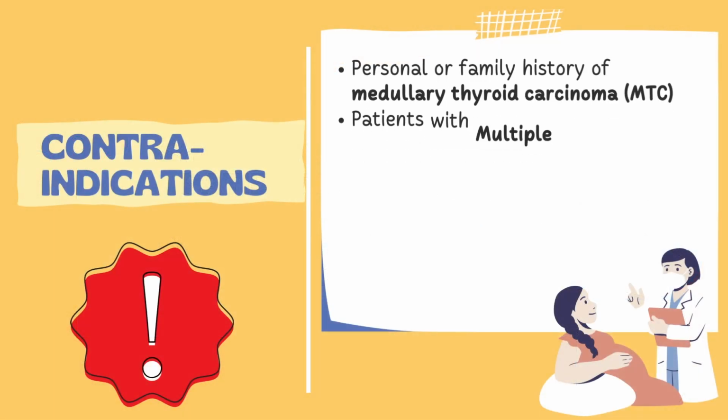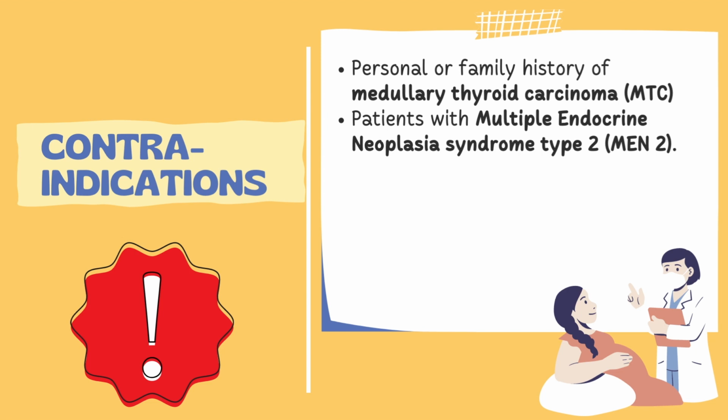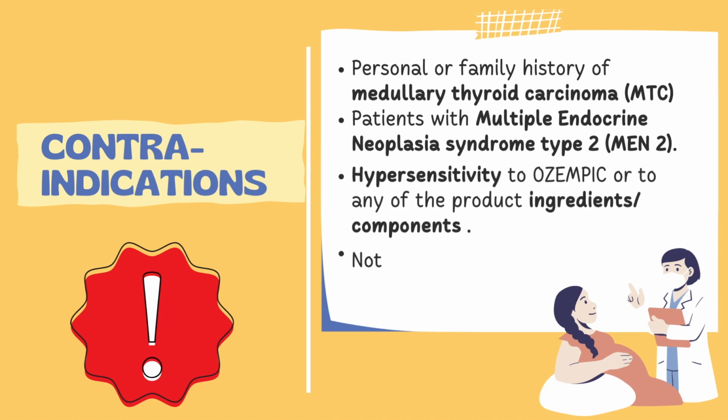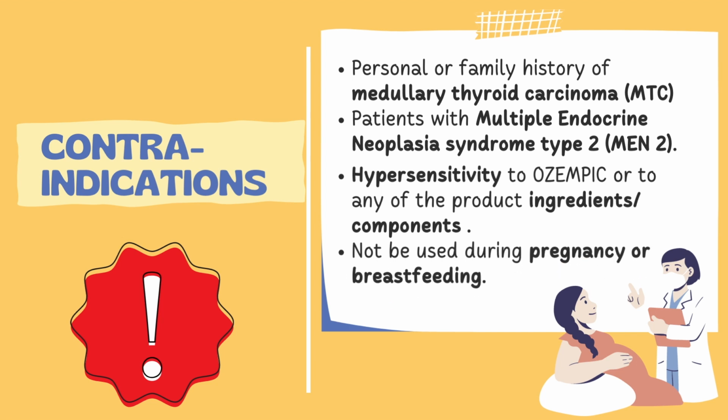Alright, so let's look at the contraindications of this medication. It's contraindicated in those with a personal or family history of medullary thyroid carcinoma, also in those with multiple endocrine neoplasia syndrome type 2, or called MEN2. This is just a genetic disorder that affects the endocrine glands. It can also cause tumors of the thyroid gland, for example. Also, Ozempic should not be used if a person has any hypersensitivity to the ingredients or components of this medication. Furthermore, it should not be used during pregnancy or breastfeeding. There haven't been sufficient studies in this patient population.